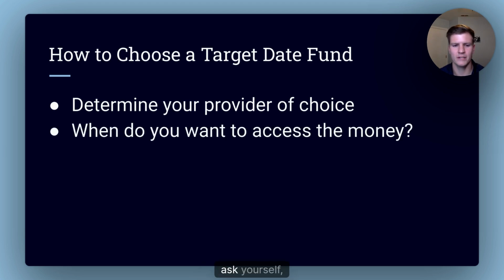Step number two, ask yourself, when do you want to access the money? And you don't just have to use target date funds for retirement. That's typically what people use them for, but you could use it for something else as well. It's 2023 and maybe you want to purchase a house 12 years from now. You could use the 2035 target date fund to invest your money that you're saving for your down payment.